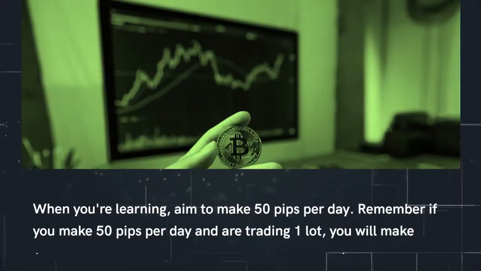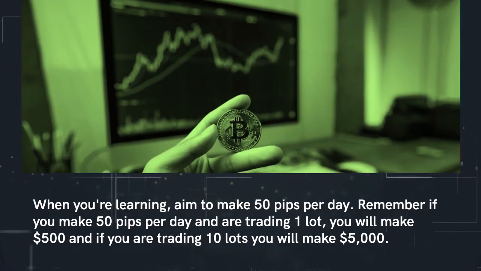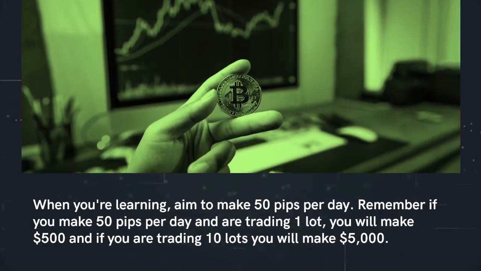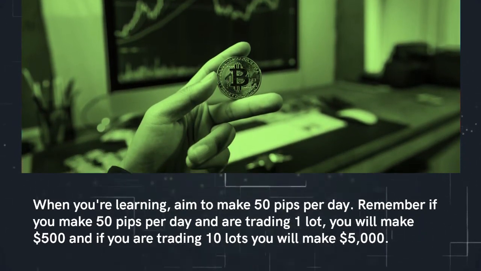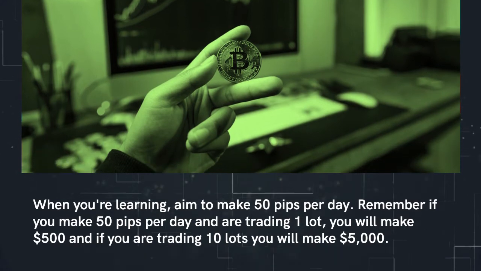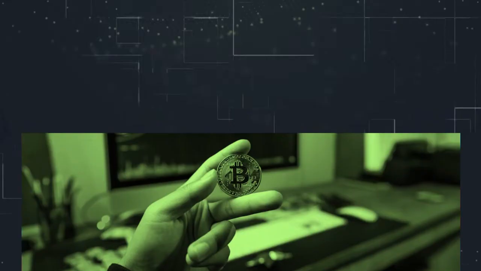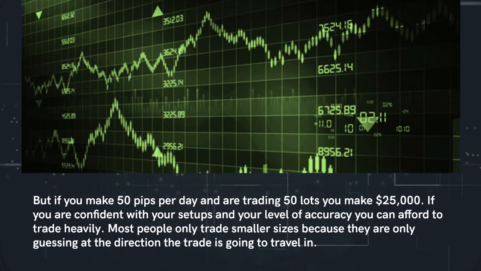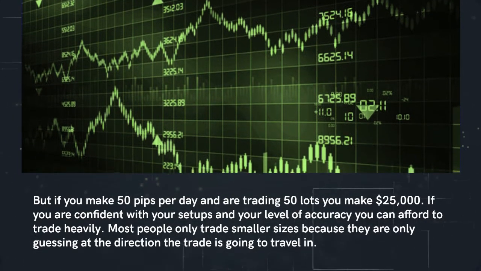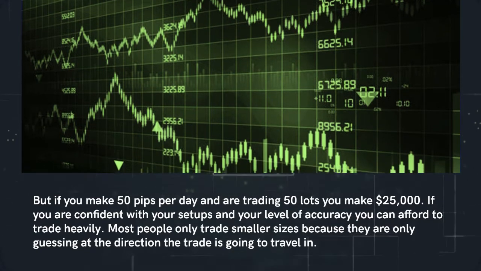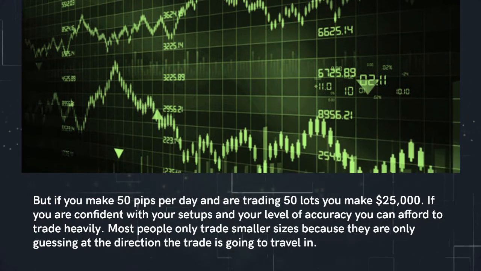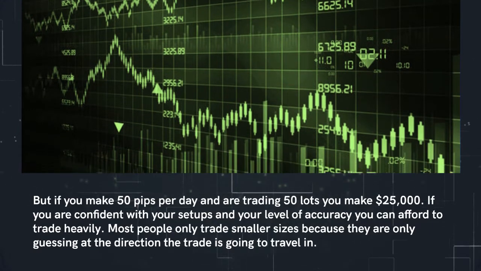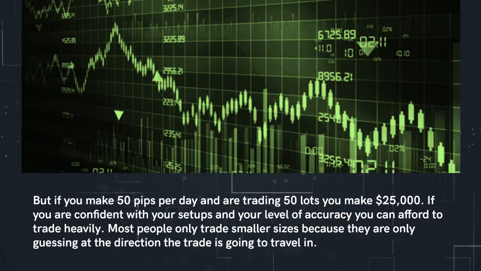When you're learning, aim to make 50 pips per day. Remember, if you make 50 pips per day and are trading 1 lot, you will make $500, and if you are trading 10 lots, you will make $5,000. But if you make 50 pips per day and are trading 50 lots, you make $25,000. If you are confident with your setups and your level of accuracy, you can afford to trade heavily. Most people only trade smaller sizes because they are only guessing at the direction the trade is going to travel in.